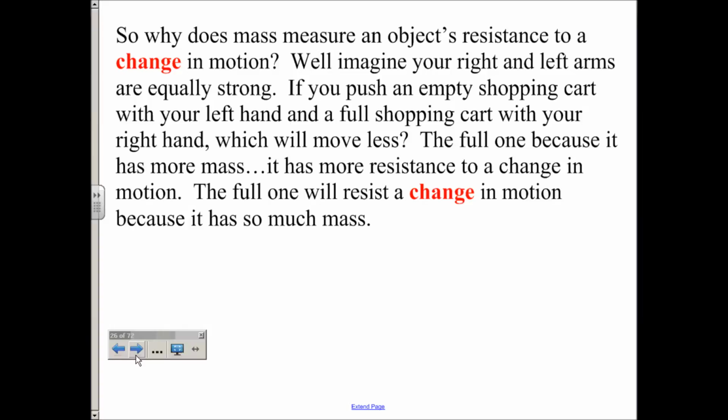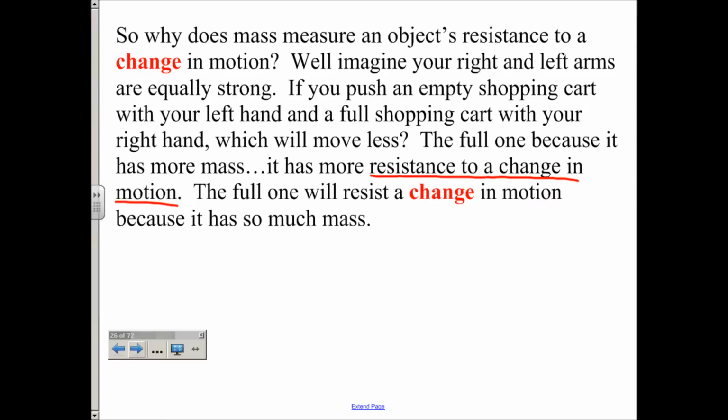Why does mass measure inertia? So imagine that your right and left arms are equally strong. If you push an empty shopping cart with your left hand and a full shopping cart with your right hand, which one's going to move less? Imagine that. You've got two shopping carts and you're going to push them both. Isn't the heavier one going to move less? All right, so the full one moves less because it has more mass. It has more inertia. It has more resistance to a change in motion.